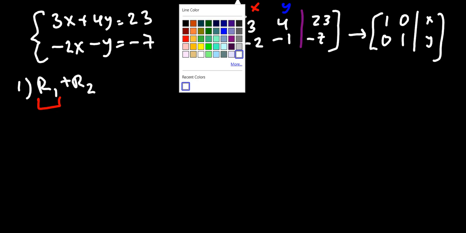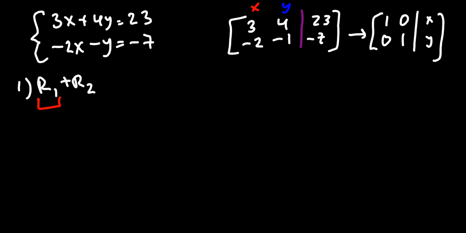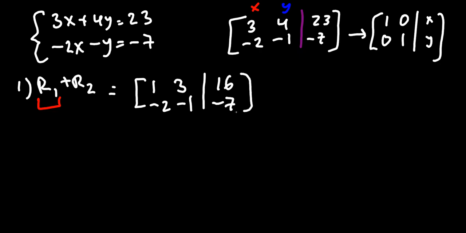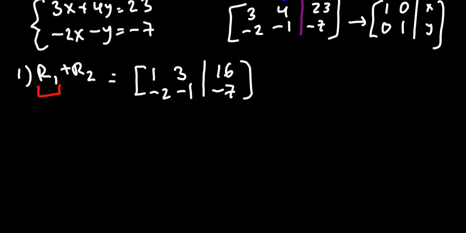We're keeping the entire thing the same, besides row 1. Okay? So this is going to be row 1 plus row 2. We're going to have 1. 4 minus 1 is 3. And then we're going to have 23 minus 7, which is 16. And then let's keep everything the same on the bottom. Okay.